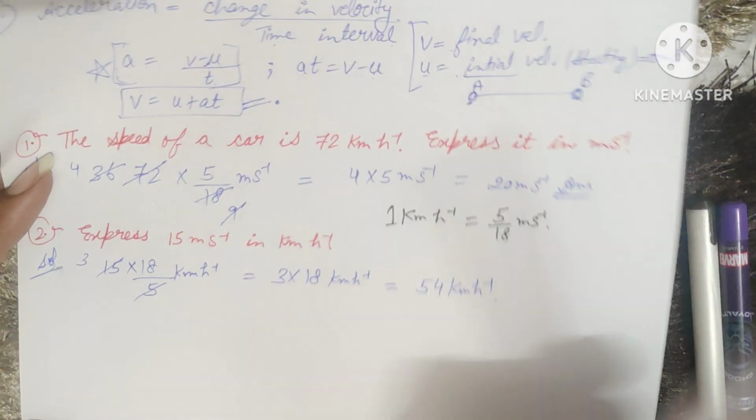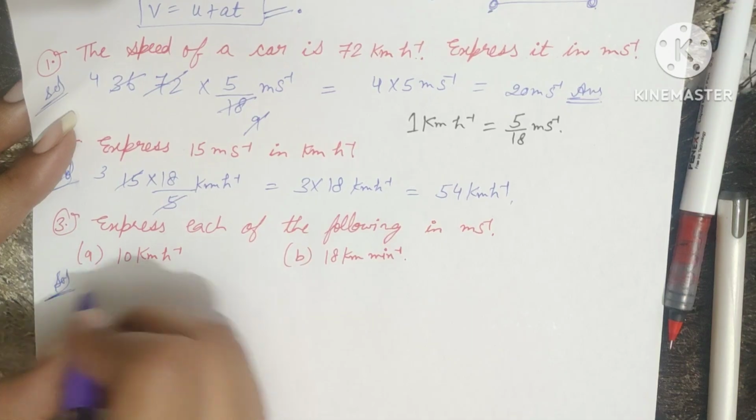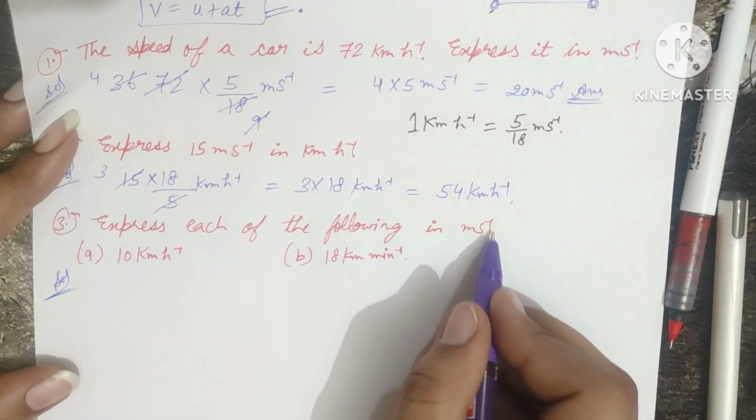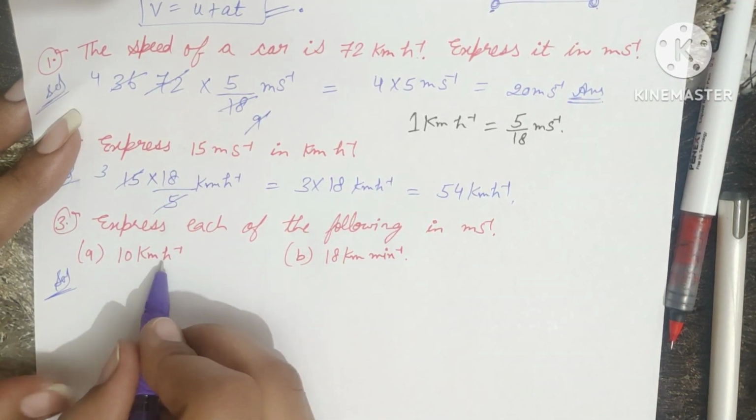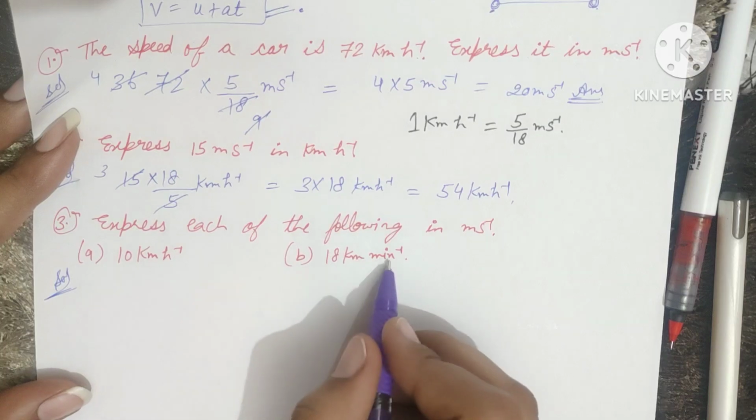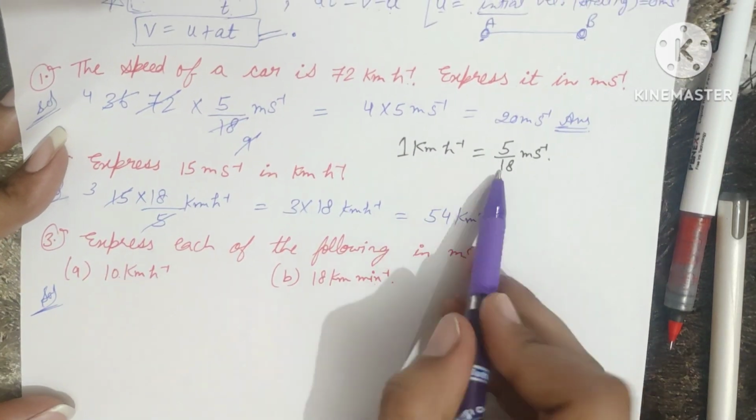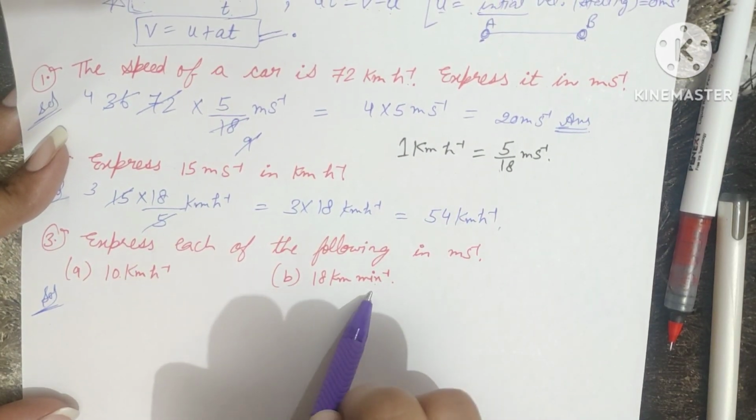The next question is: express each of the following in meter per second. The first is given in kilometer per hour and the second is given in kilometer per minute. So here we can easily use this formula, but for this we need to do the different conversion.